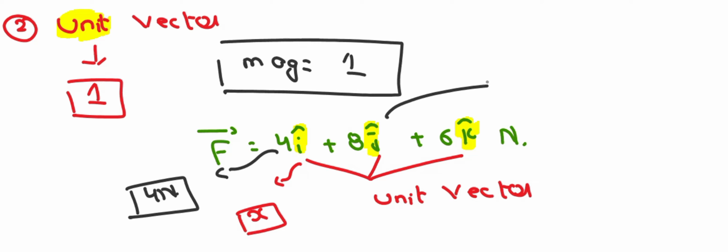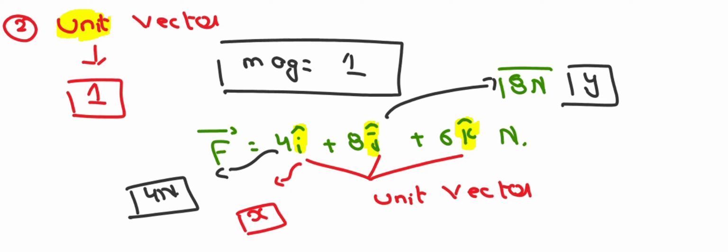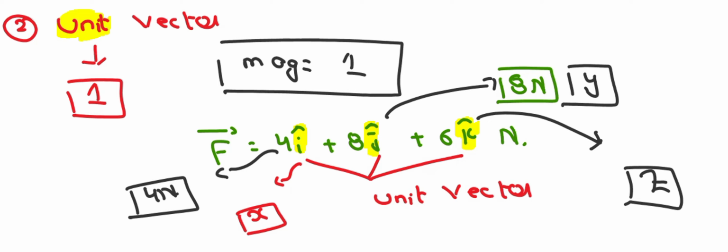Similarly, j represents the direction of force F present in the y-axis. So how much force is present on the y-axis? It is nothing but the 8 Newton force present in the y-axis. Lastly, k represents the direction of force F present in the z-axis. So how much force F is present on the z-axis? It is nothing but the 6 Newton force present in the z-axis.